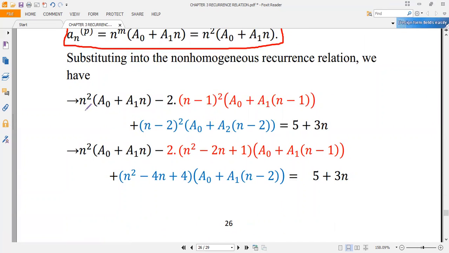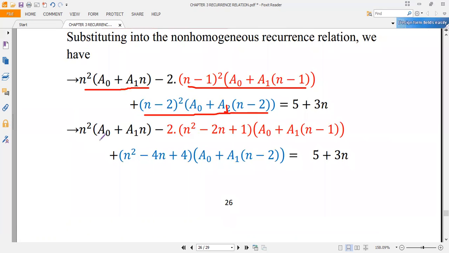When substituting on the an part, n squared times a naught plus a1 n, minus 2 times, when substituting on the an minus 1 part, n minus 1 the whole square times a naught plus a1 times n minus 1, and plus, substituting on the an minus 2 part, n minus 2 the whole square times a naught plus a1 times n minus 2, which is equal to 5 plus 3n.